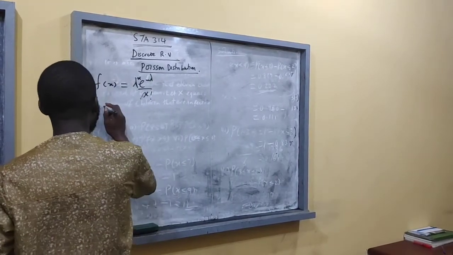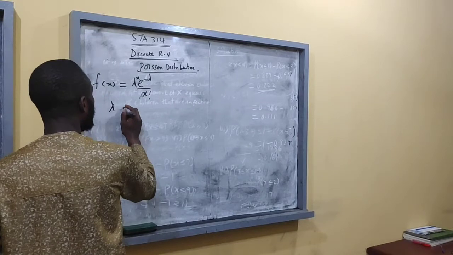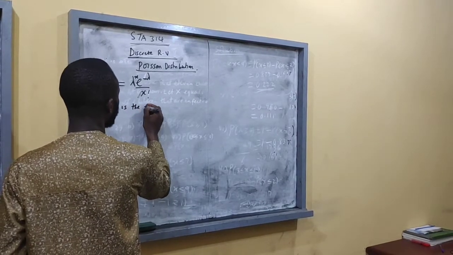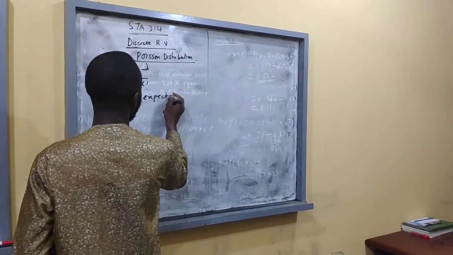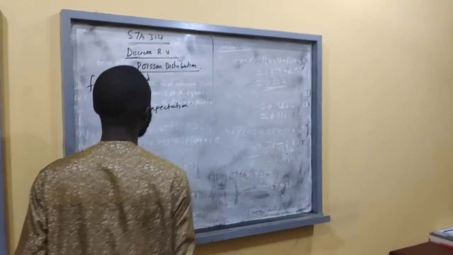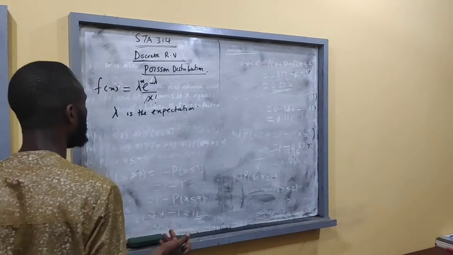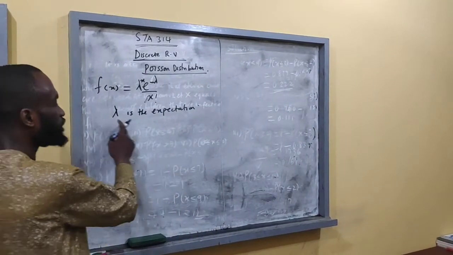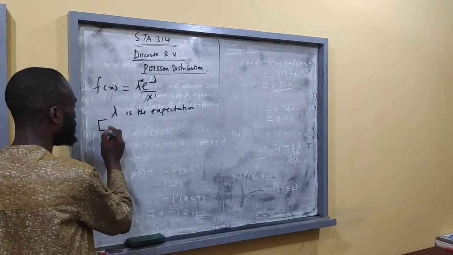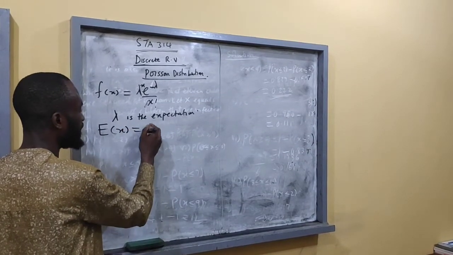Now where my lambda is the expectation of the what? Of the distribution, and we know that expectation is the same as what? Your expectation is your mean. It means the expectation of the Poisson distribution is equal to the lambda.